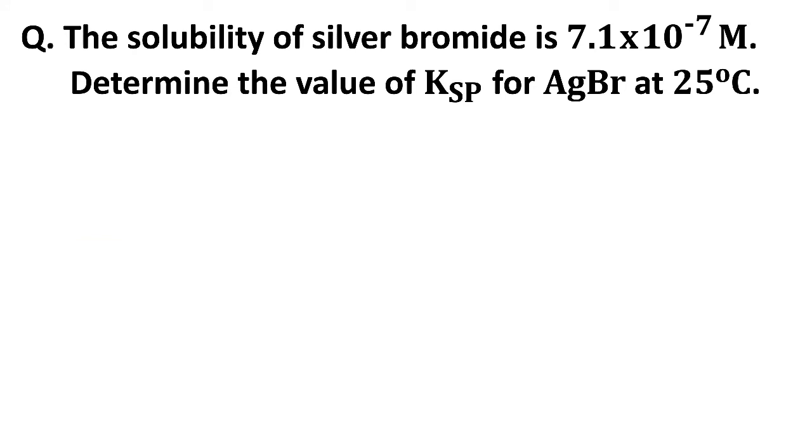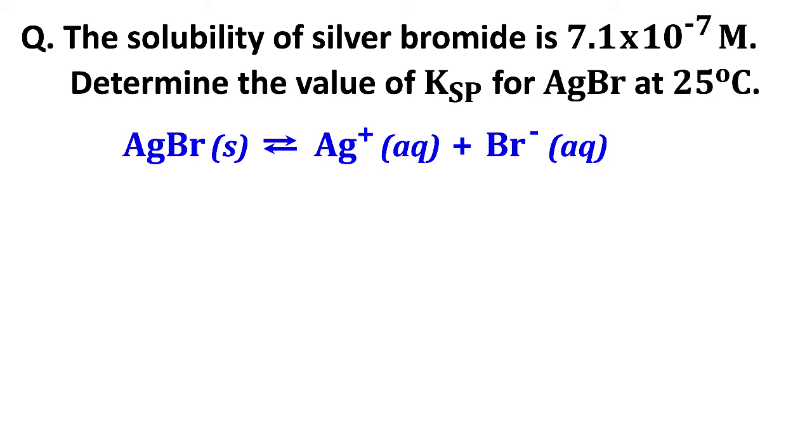Now let's look at some calculations, how we deal with equilibrium for solubility and K sub SP and solubility actual calculations. So for this question, the solubility of silver bromide is known to be 7.1 times 10 to the minus 7th molar at 25 degrees Celsius. Let's determine the value of K sub SP for silver bromide. Well, first of all, we write out the equilibrium expression or equation. Silver bromide solid on the left, silver plus and bromide minus ions on the right.